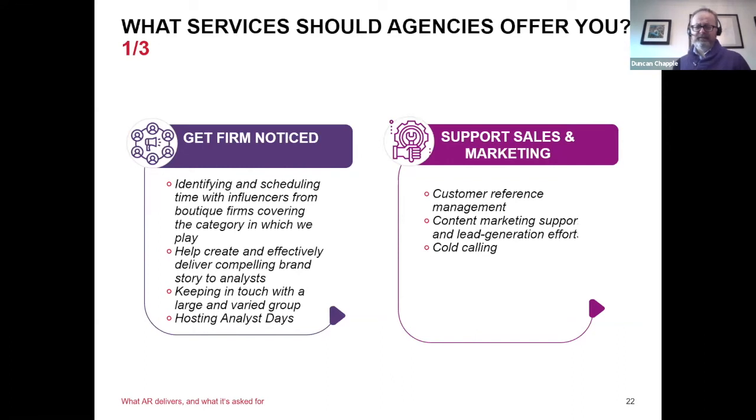I think this is a stretch for many agencies. My agency sells marketing services, but I think it would be a really intriguing experience, to be honest, to look after customer reference management for a client, to be generating content marketing support, lead generation support, cold calling. You can see that these are really concrete needs for organizations, especially where the analyst relations team is licensing reprints.